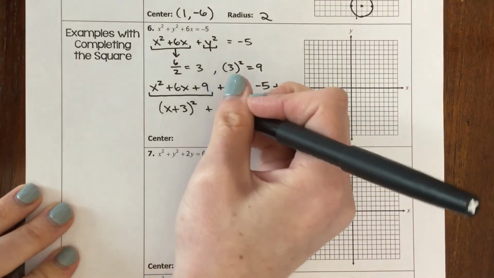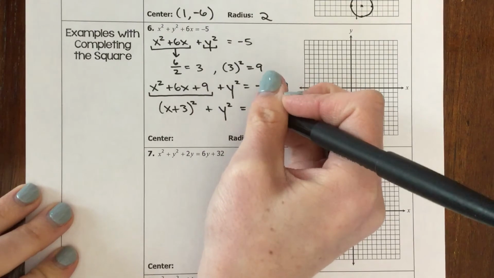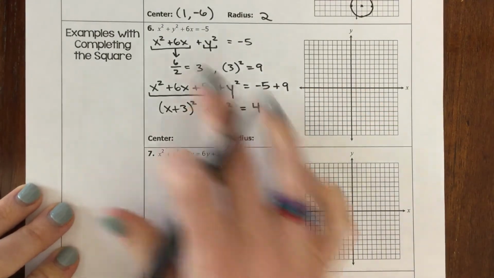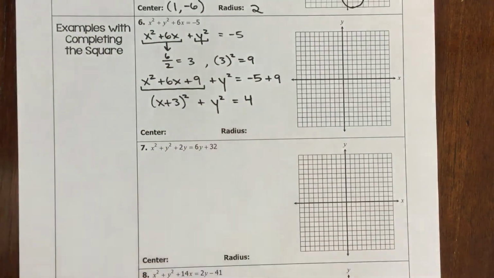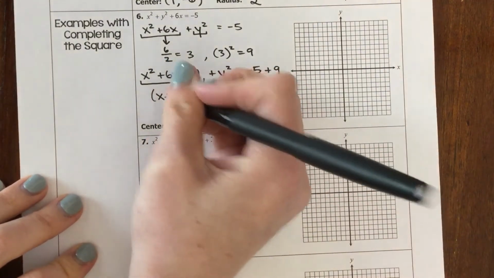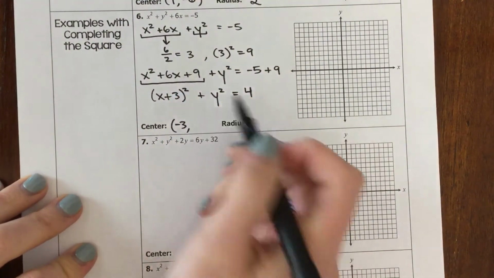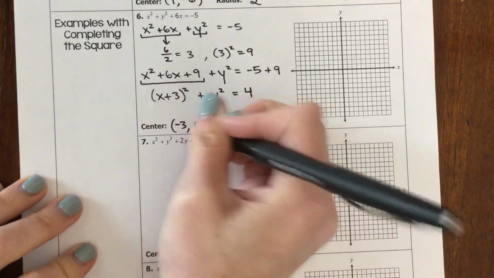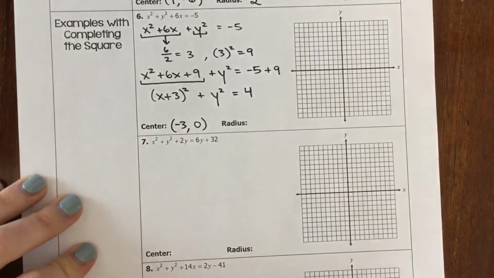And then plus y squared is equal to 4. So that is standard form. It's a little bit of work that we need to do in order to get it into standard form, but once it's there, we can graph it pretty easily. Center: x plus 3 means x is negative 3. Just a y squared means the y coordinate is 0. 4 is the radius squared, which means the radius is 2.